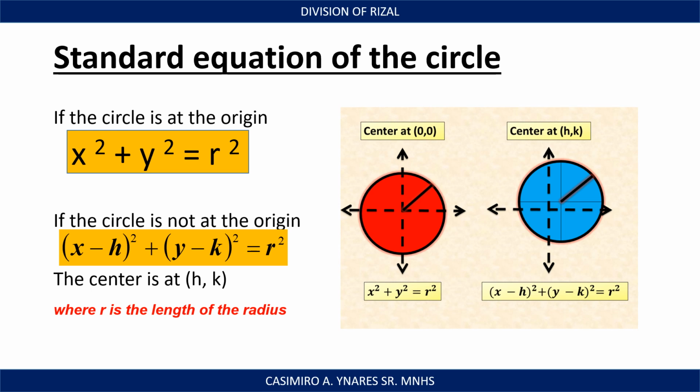We have two forms. When our center is at 0, 0, at the origin, our equation would be x squared plus y squared is equal to r squared. When the center is at h, k, meaning it is in quadrant 1, 2, 3, 4, anywhere, the equation will be the quantity x minus h squared plus the quantity y minus k squared is equal to r squared, where h and k is our center.